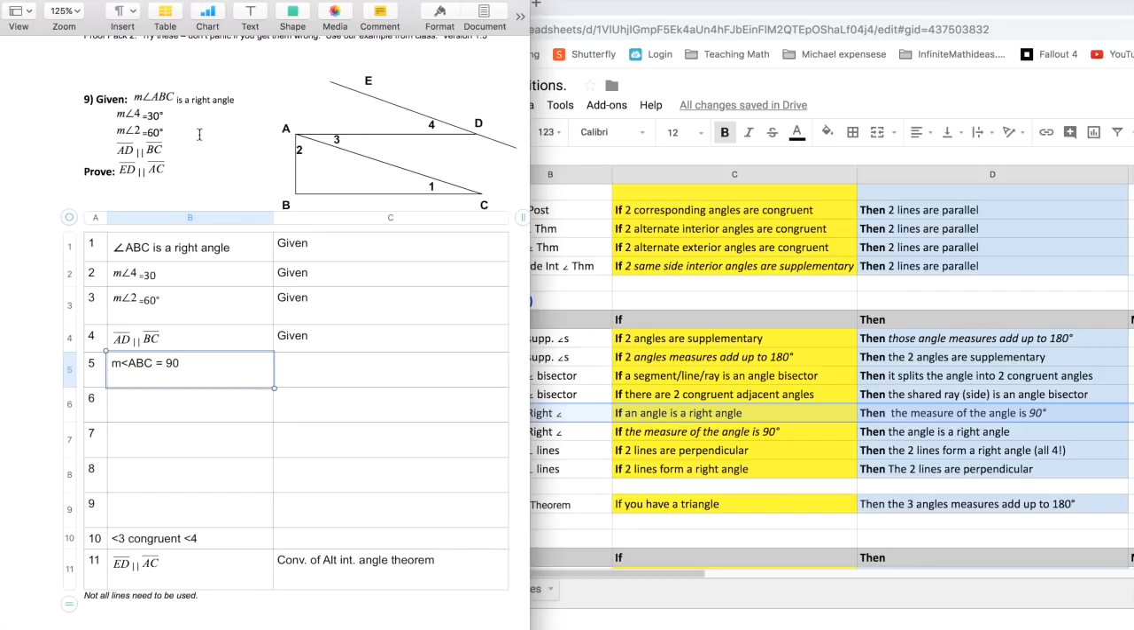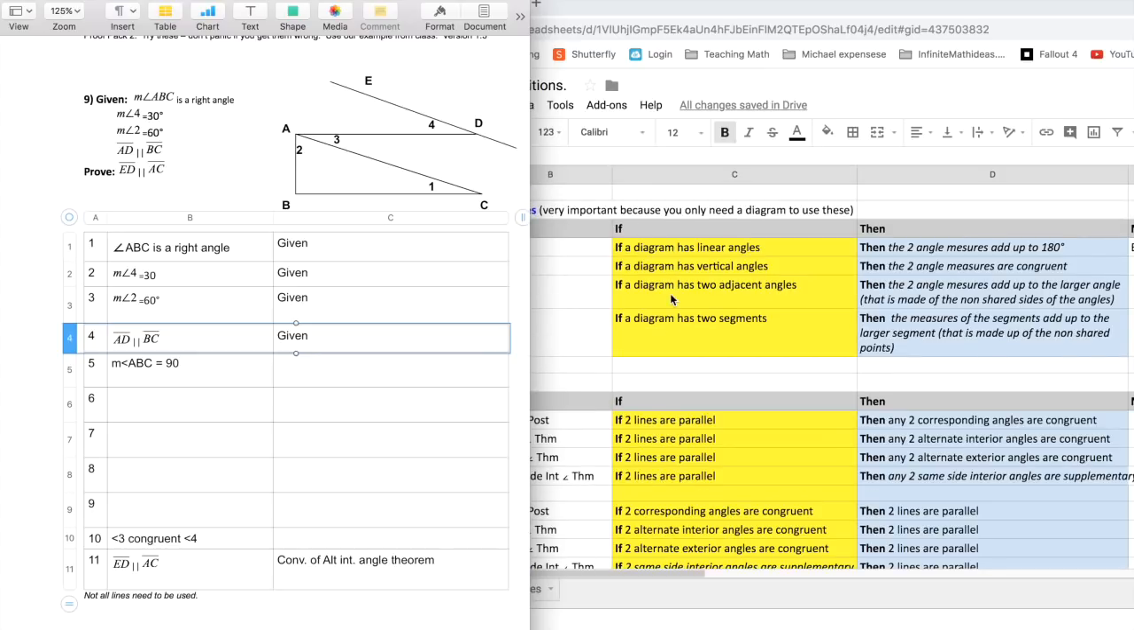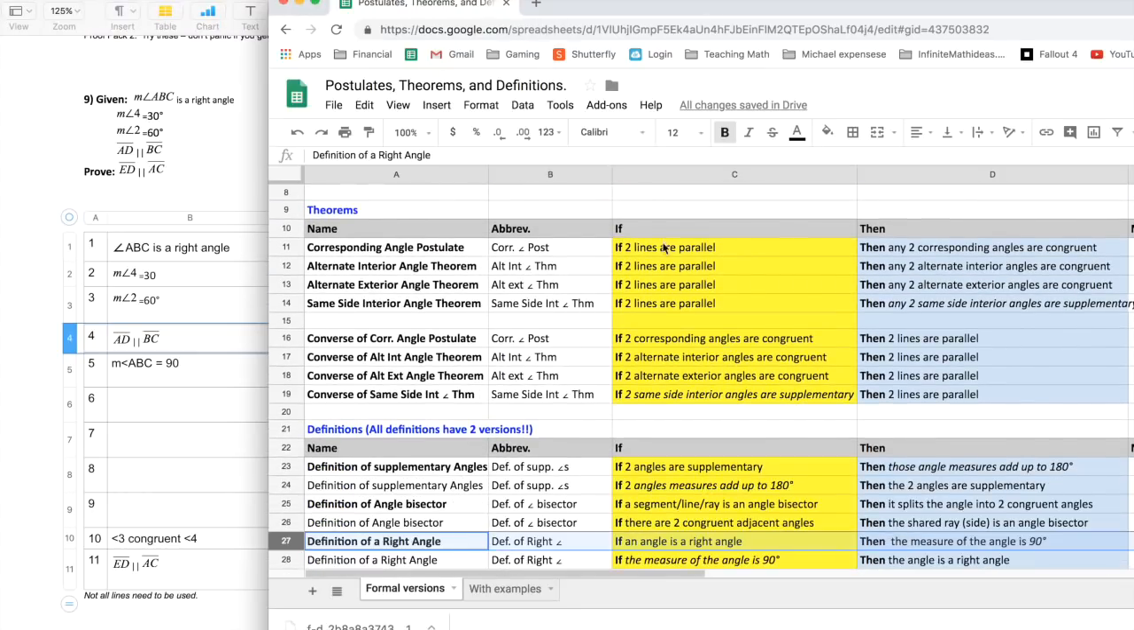You see? But I am told another important fact. I'm told right here in line 4 that these two lines are parallel. What does that mean? That means I have to go to my yellow, because this is given information, and look for something that says if two lines are parallel. Okay, so if I scroll up and down through my theorems and postulates, here are the 4 things that say if two lines are parallel.